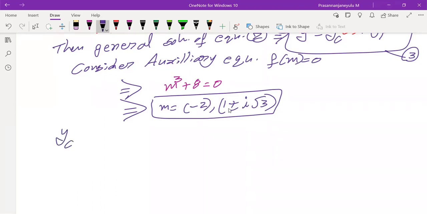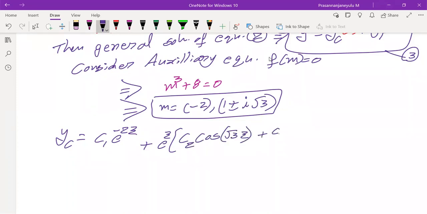So finding yc, yc is equals to c1 into e power minus 2x. Instead of x, what do we have to take? z. Plus, what is a plus or minus ib? A plus or minus ib. Here b is root 3, so it is a complex root. Whenever these are the complex roots, we have to write it as e power az, nothing but a value is 1, e power z into c2 cos bz, b is root 3, into z, plus c3 sine of root 3 of z. This is equation number 4, the complementary solution.